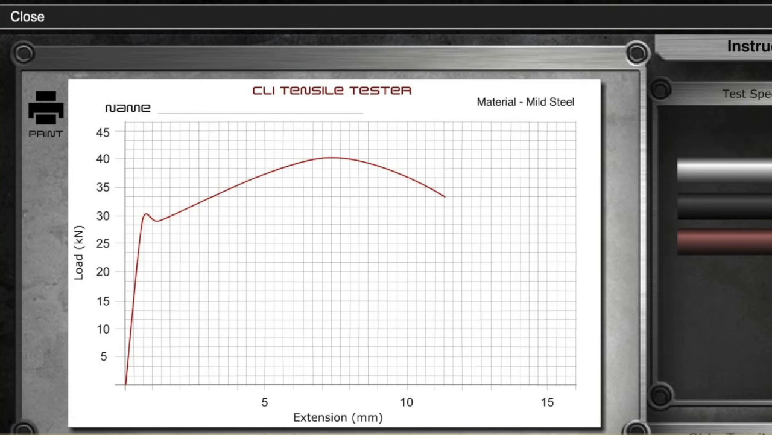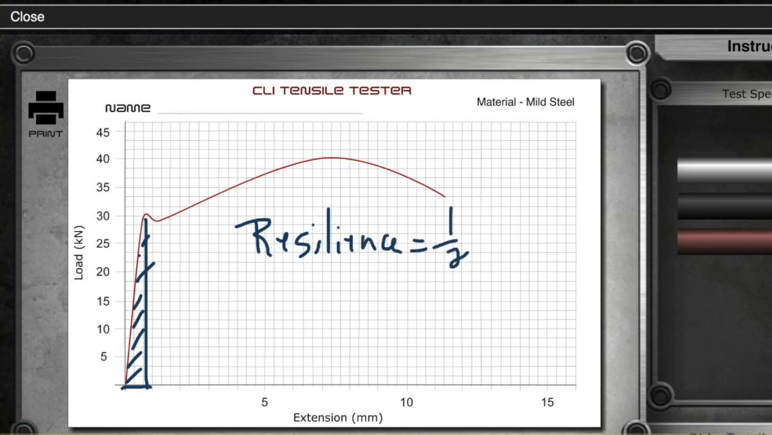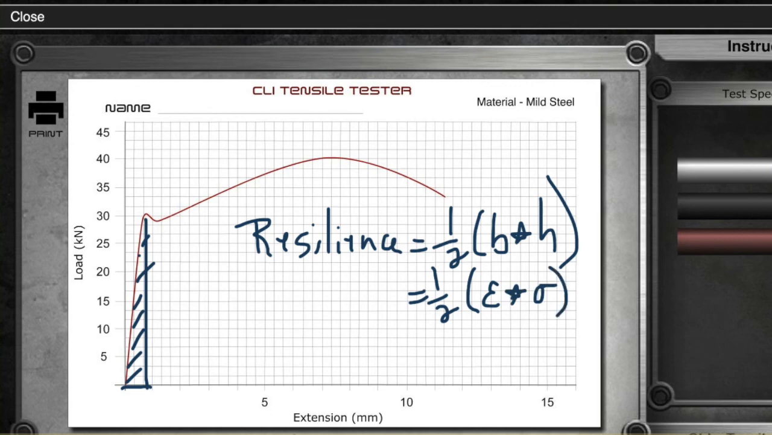Okay, number 5 is calculating the resilience. The resilience is actually the area underneath this line. It's the area of this triangle right here. That's how you calculate resilience. And resilience is equal to 1/2 base times height, right? 1/2 base times height. And that would be then 1/2 strain times the stress, which we calculated in number 1.